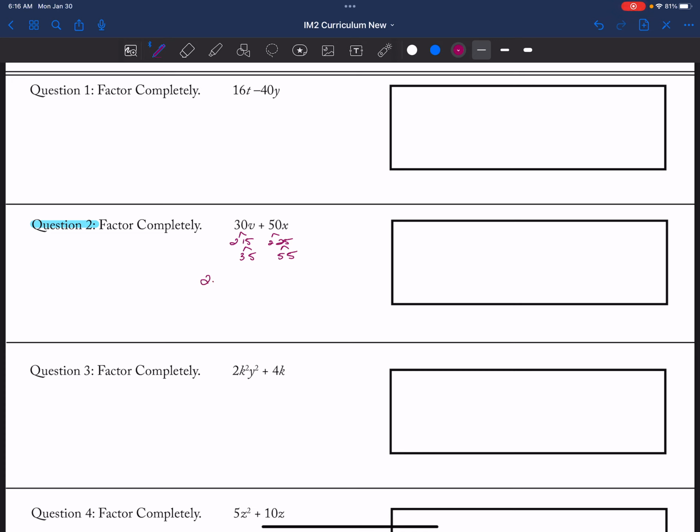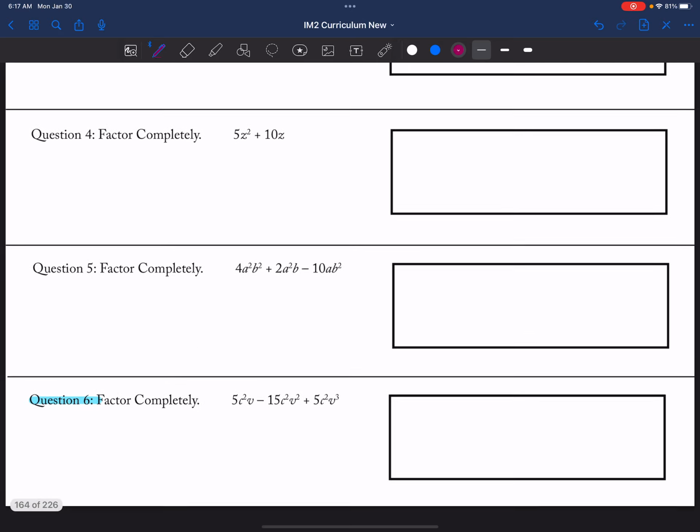So this is 2 times 3 times 5v, plus 2 times 5 times 5x. So what do they have in common? They have a 5 and they have a 2. So that's what's in common. So that's 10 on the outside. What am I left with? A 3v plus 5x. So I'm left with 3, a v, a plus sign, and a 5x. So my factored form is 10 times 3v plus 5x.